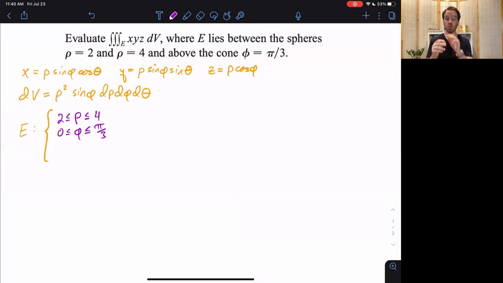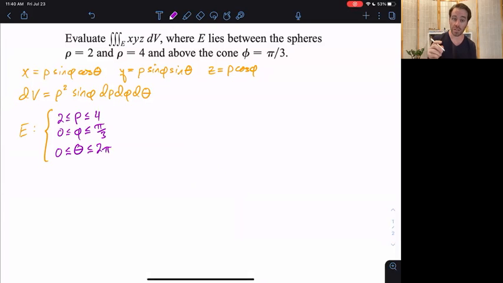Now we want this between the spheres and above the cone. There's no statement made about any restriction in rotation around the xy plane. So we're going to assume that theta spins around the whole thing, which means 0 to 2 pi.